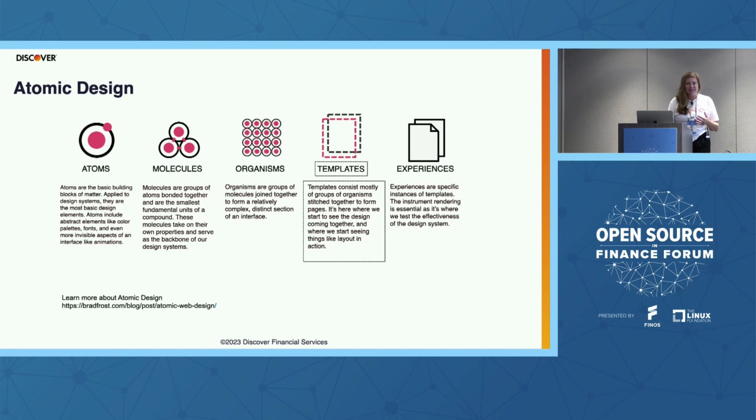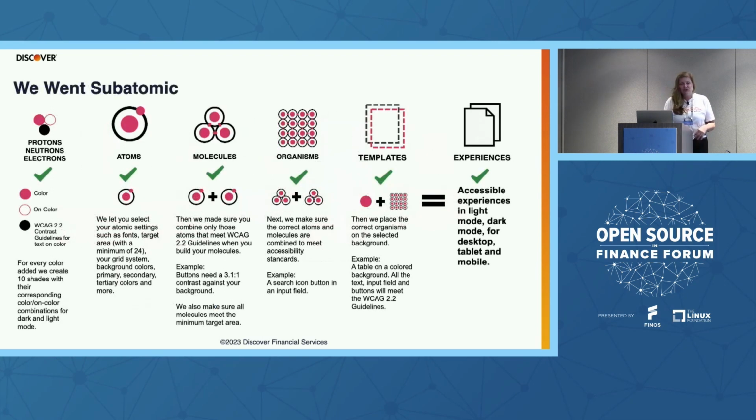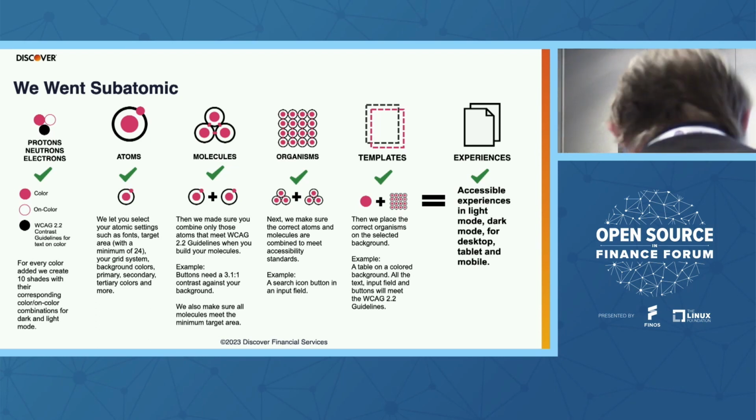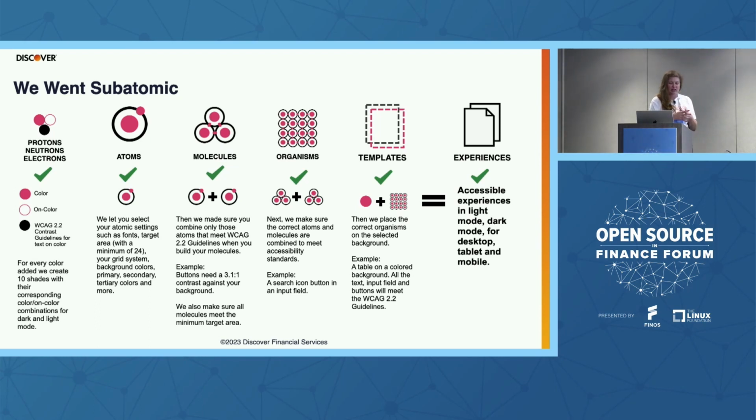The only problem with this is, of course, you can create your whole design system, and this won't affect anything about accessibility. So how did we solve this? Well, we went subatomic. So we introduced the concept of protons, neutrons, and electrons into our design system. So basically, the protons and neutrons and electrons represent, for every color that you introduce into our design system, into Theme Builder, we create 10 shades of that color in light mode and dark mode.